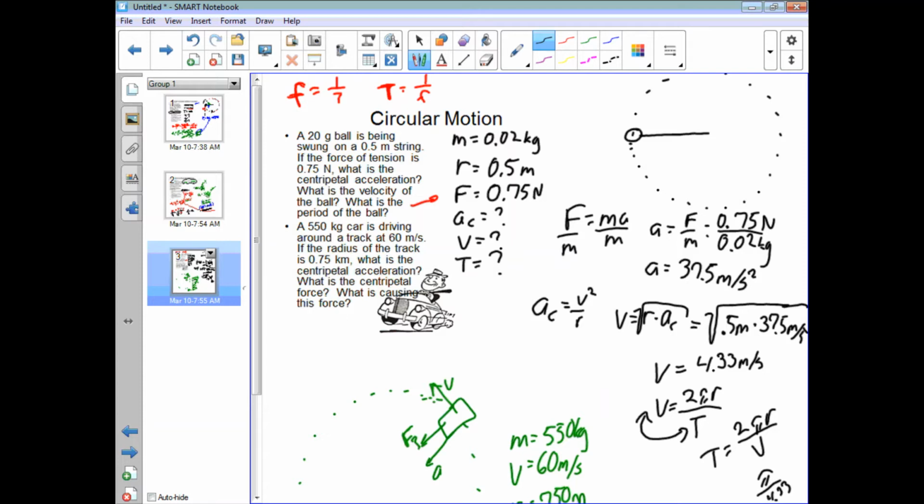So it's about 3 divided by about 4 1/3, not exactly, but pretty close. What do we end up getting? 0.73 seconds. Okay, 0.73 seconds. Good.